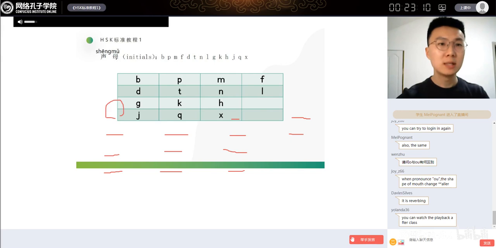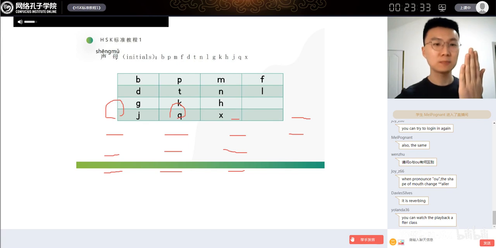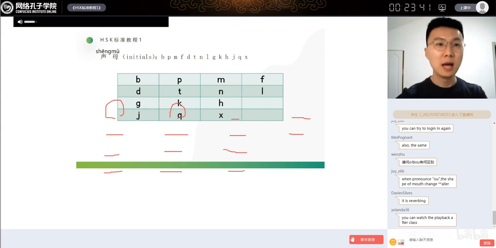Okay, let's look at them one by one. 波, when we read 波, you can feel that your lips are blocking the air flow, and then suddenly open your lips to let the air flow rush out of your mouth. But when you read 坡, your lips didn't block the airflow. You can try to put your hand in front of your mouth, like this. When we read 波, your hand can't feel the airflow obviously. But when you're reading 坡, you can obviously feel the airflow.